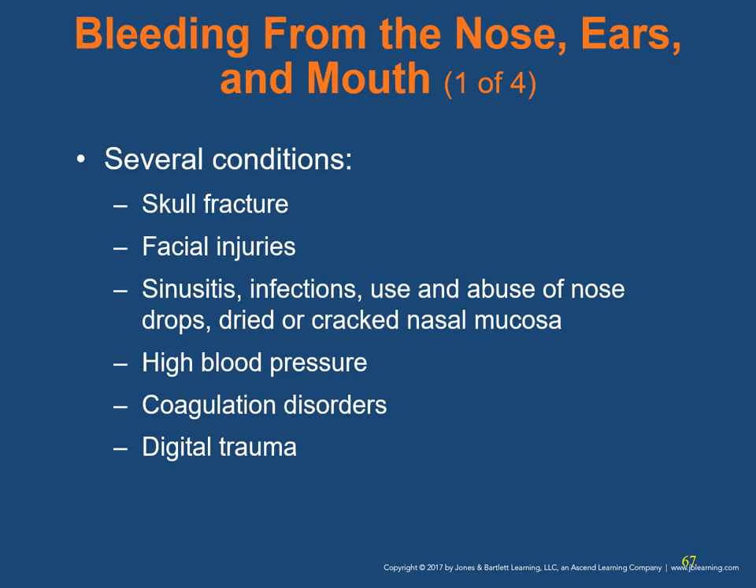Bleeding from the nose, ears, and mouth. Bleeding around the face presents a risk for airway obstruction or aspiration. Several conditions can result in bleeding from the nose, ears, and/or mouth, including the following: skull fractures, facial injuries, including those caused by a direct blow to the nose, sinusitis, infections, use and abuse of nose drops, dried or cracked nasal mucosa, or abnormalities, high blood pressure, coagulation disorders, and distal trauma.